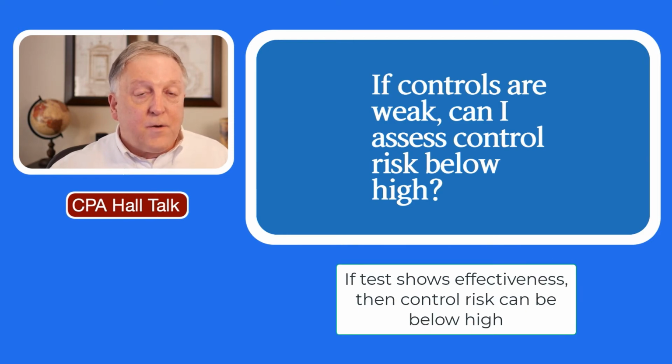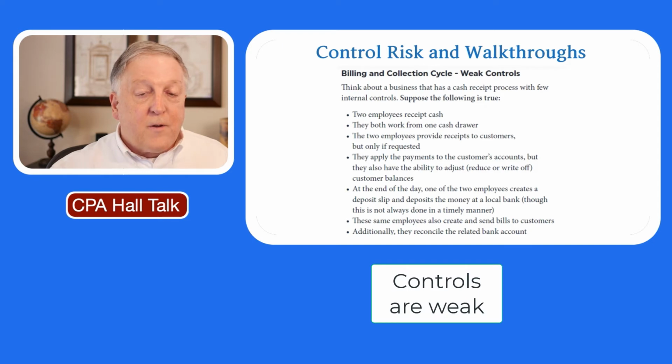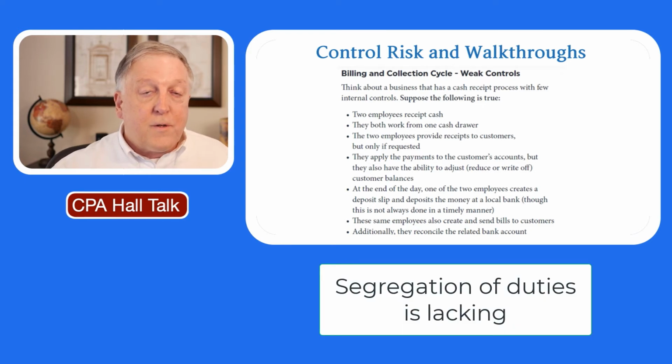Now, if you test controls and you find that they are effective, then yes, you can bring your control risk down to moderate or low, and we're going to see in a minute when you might want to do that. Now, I've got a situation here, and the controls are really weak. I won't go through all the details here, but basically you've got 2 employees that are doing everything. In other words, there's a lack of segregation of duties.